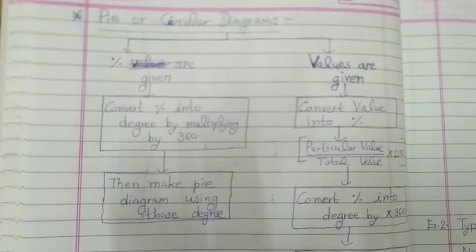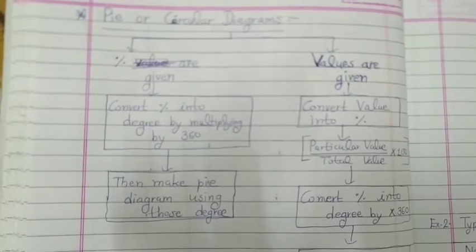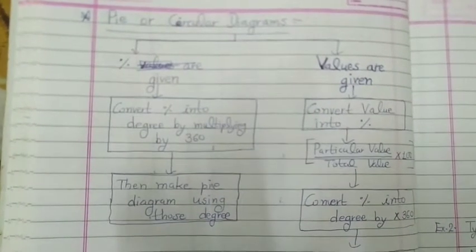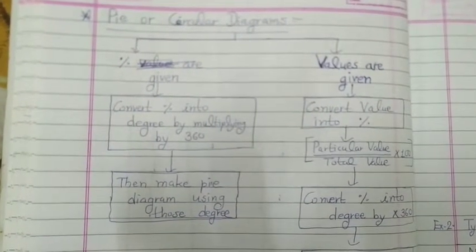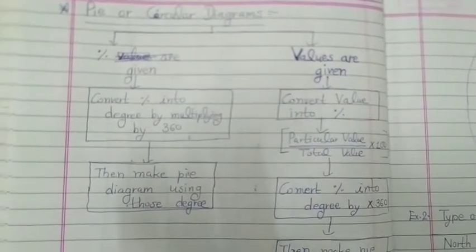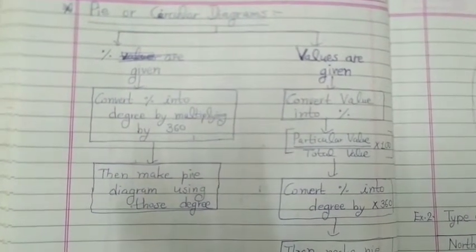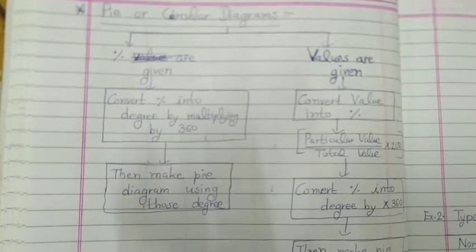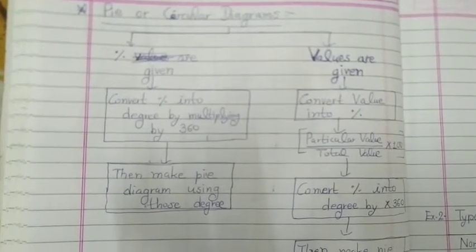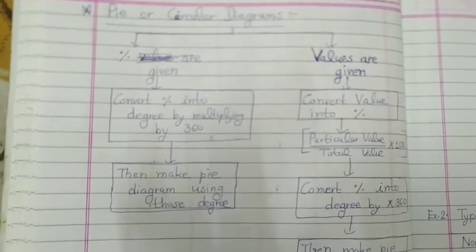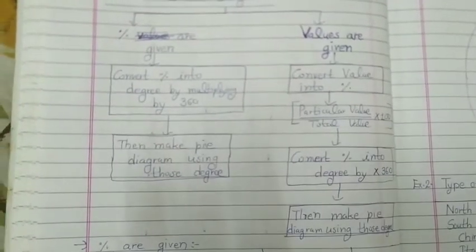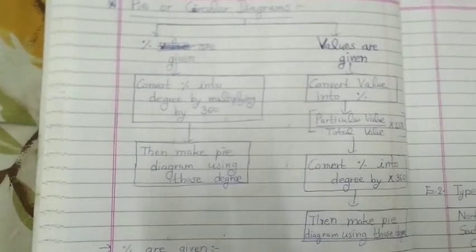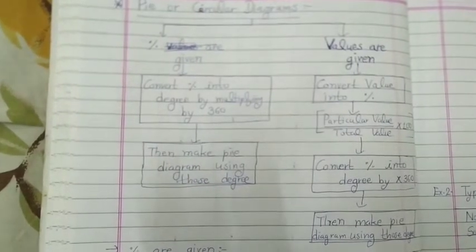We will solve all types of questions which are there in the pie diagram. There are 2 types of questions. First, when percentages are given, and second, when values are given. So these are the steps. When values are given, we have to convert those values into percentages. Then we have to convert those percentages into degrees by multiplying by 360, because in a circle there are 360 degrees. Then we have to make the pie diagram using those values. So these are the steps which we have to follow in those 2 types of questions.